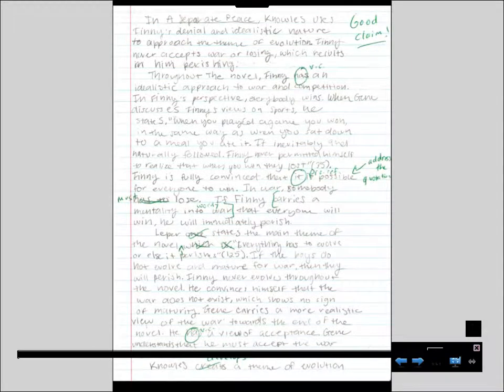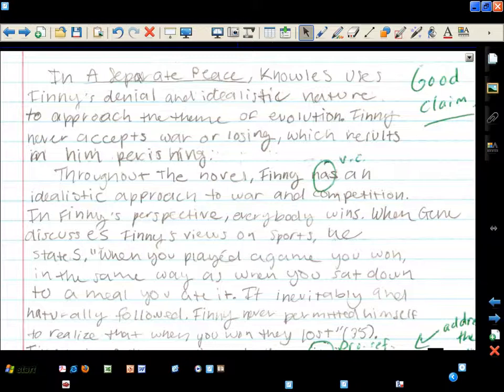In a separate piece, Knowles uses Finney's denial and idealistic nature to approach the theme of evolution. Denial and idealistic nature are characterization. Those are aspects of Finney's character, and they're used to develop a theme. So I've got a good two-part exchange of device to effect. Knowles, separate piece, it's a full claim. Finney never accepts war or losing, which results in him perishing.